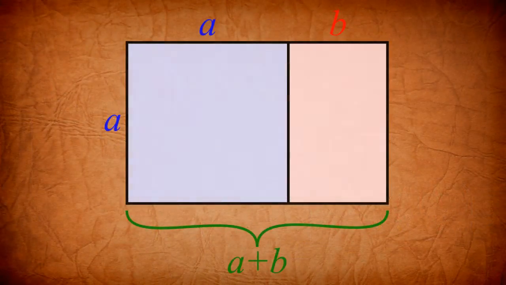I'm now displaying here a rectangle with the sides A and B. The dimension of A and B represents the ratio within the rectangle. A is approximately 1.6 times bigger than B, and there's a specific mathematical calculation, which I will show in the next slide.